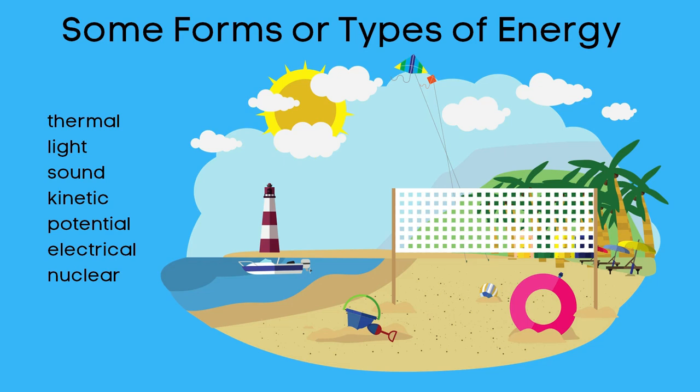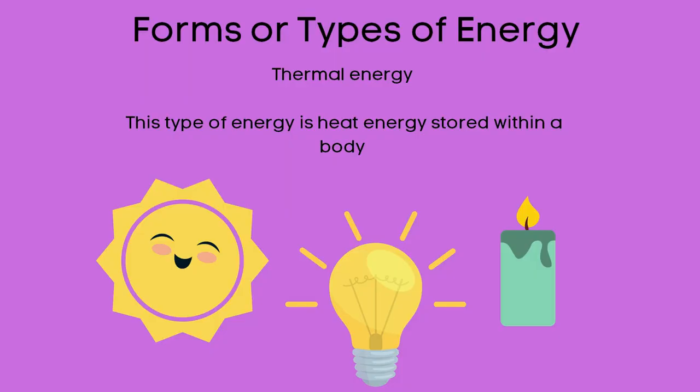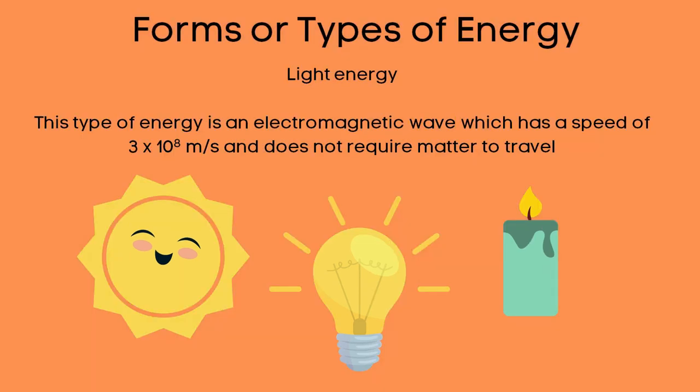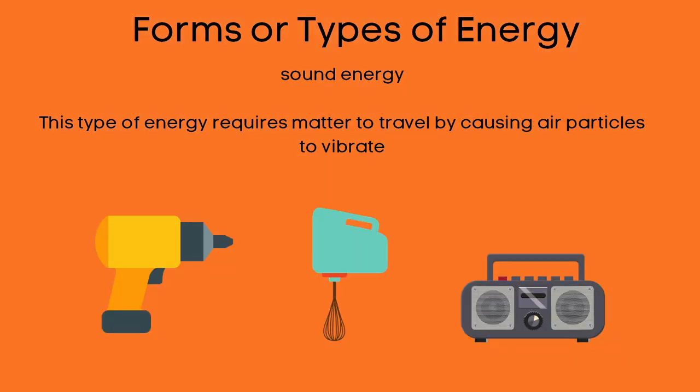Here are some forms or types of energy. We have thermal, light, sound, kinetic, potential, electrical, and nuclear. Thermal energy. This type of energy is heat energy stored within a body. Light energy. This type of energy is an electromagnetic wave which has a speed of 3 times 10 to the 8 meters per second and does not require matter to travel. Sound energy. This type of energy requires matter to travel by causing air particles to vibrate.